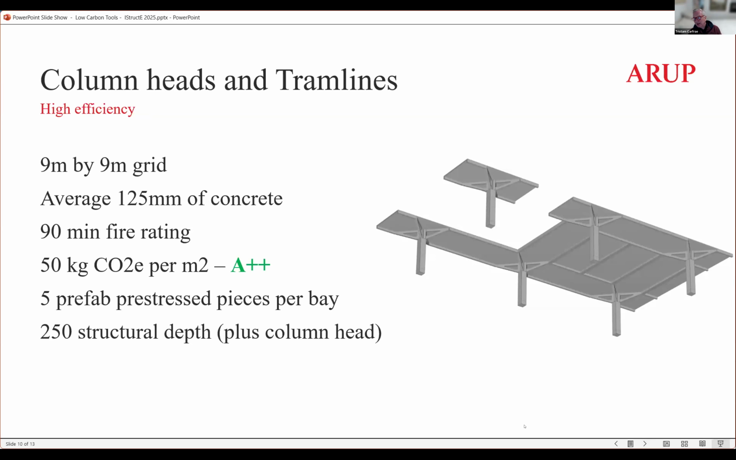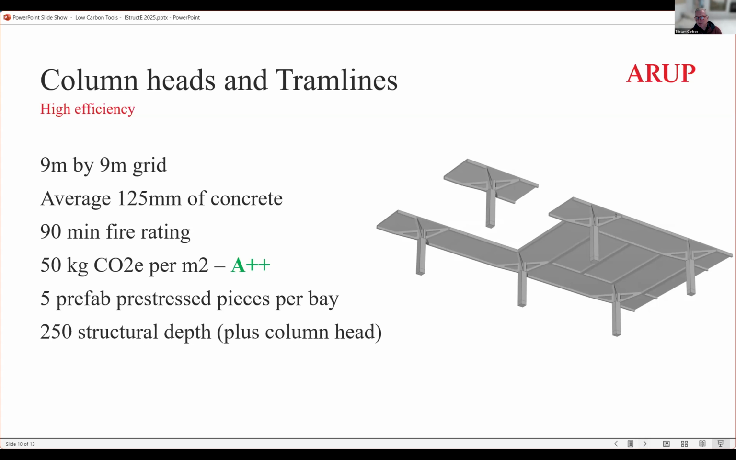From that, we developed our thinking further to do this much simpler scheme, which is using a bit more concrete. It's not quite as efficient. Same fire rating, a little bit more CO2e, up to 50, but it only uses 5 pieces per bay, with no complex connections, and is in 250 millimeters of structural depth rather than 900. In this case, you just run the services in a separate zone below it.